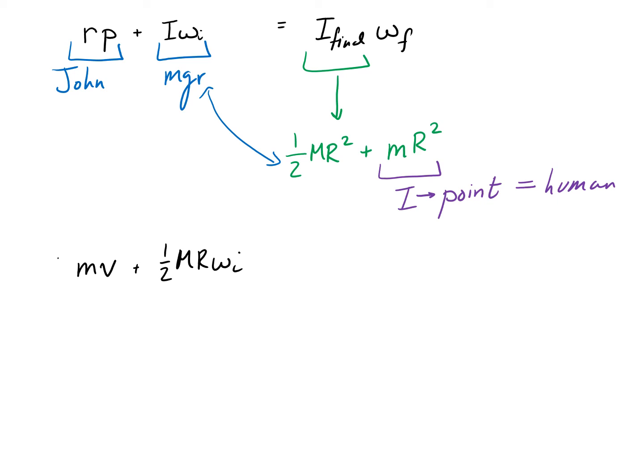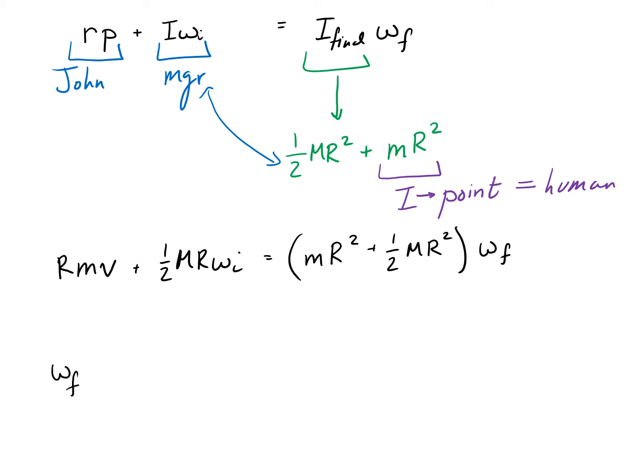And let's make this a capital R, because that's where John's going to jump onto the end. It's going to be equal to, I'm going to rearrange what I wrote because I want it to be in the same order. I'm going to have mr squared plus 1/2 mr squared, where again the lowercase m is John, capital M is the merry-go-round, omega f. I am now ready to go through and solve this question.